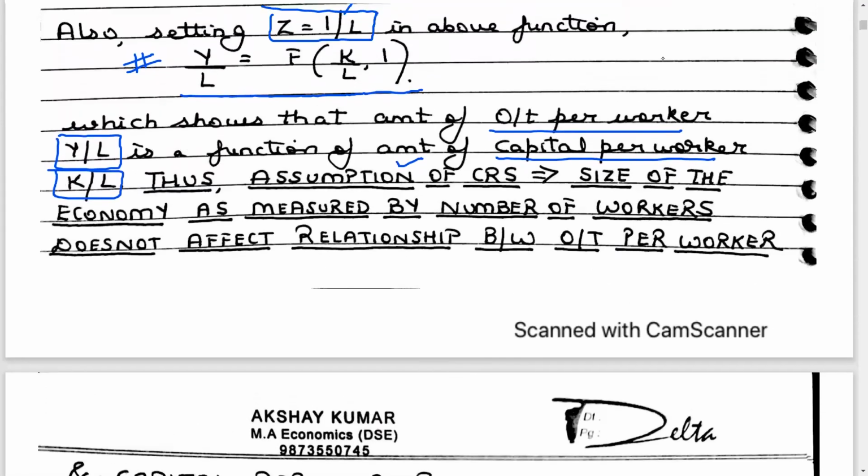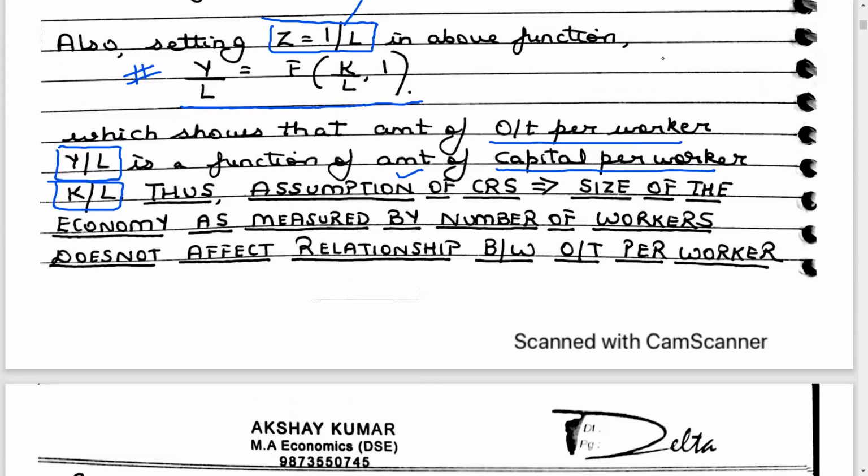What this note is trying to point out is that in the Solow economy, the production function exhibits constant returns to scale. This means if you scale up capital and labor by Z, your output is also scaled up by Z, in the same proportion. And since the production function exhibits constant returns to scale, your output per worker, Y by L, will only depend on capital per worker, K by L. Output per worker will not depend on the size of the economy.